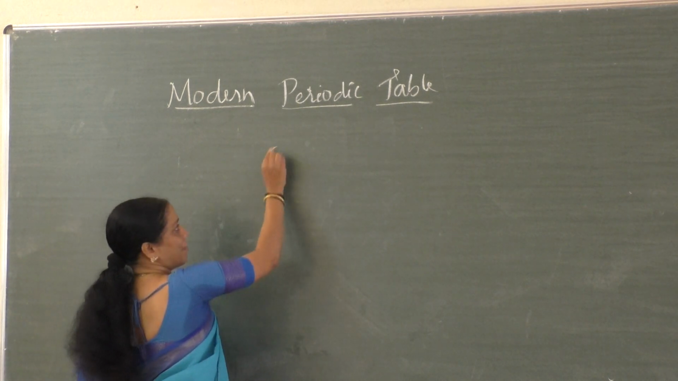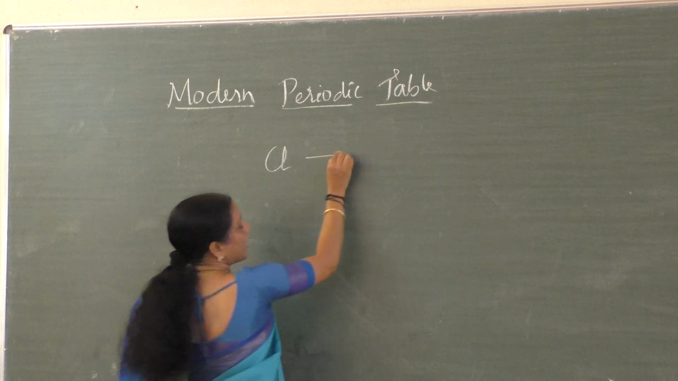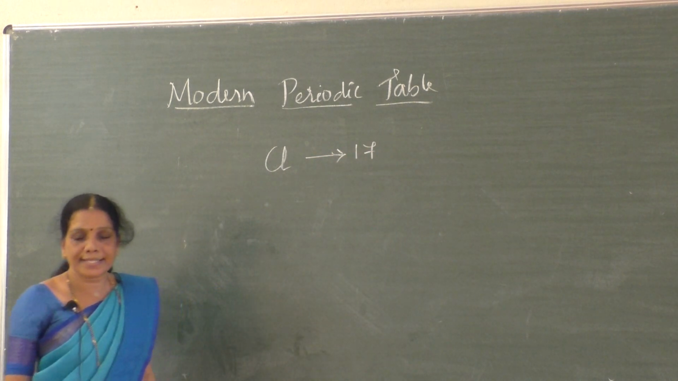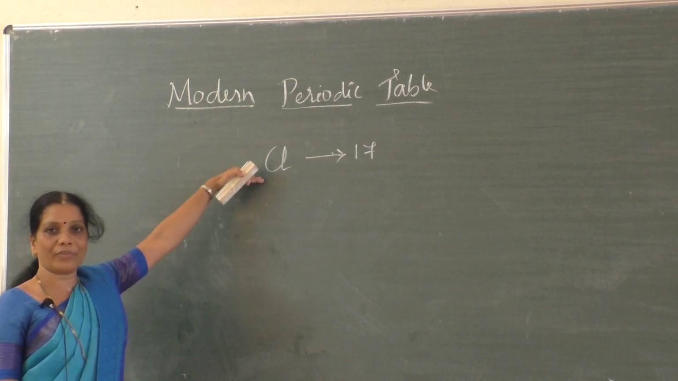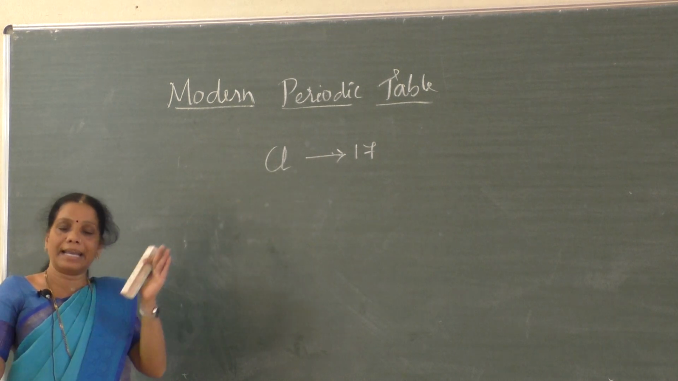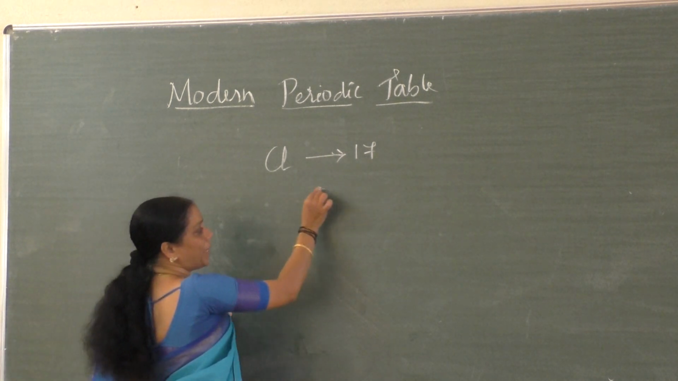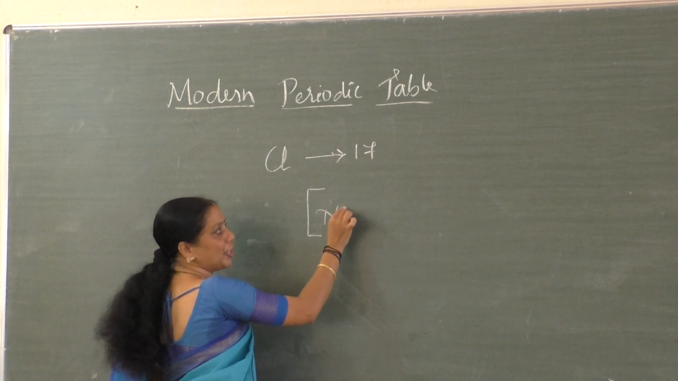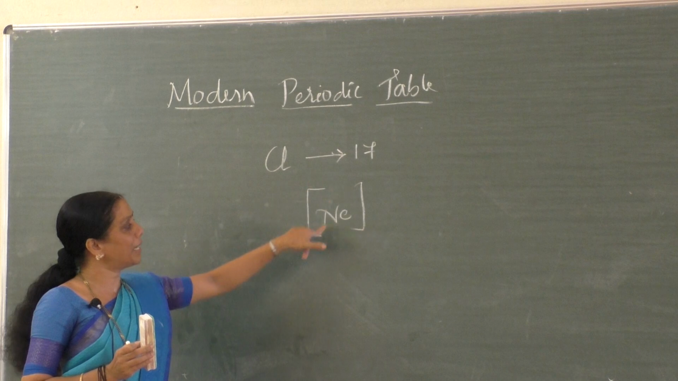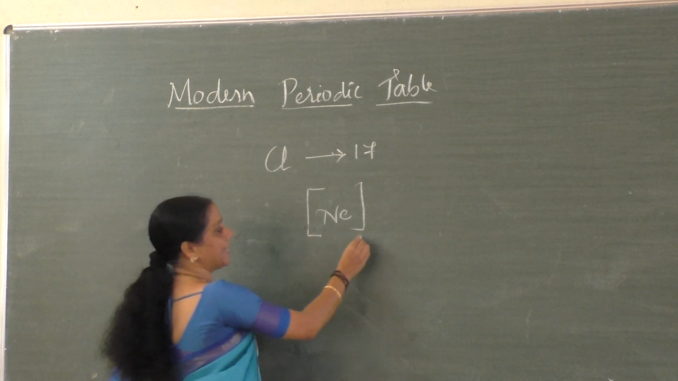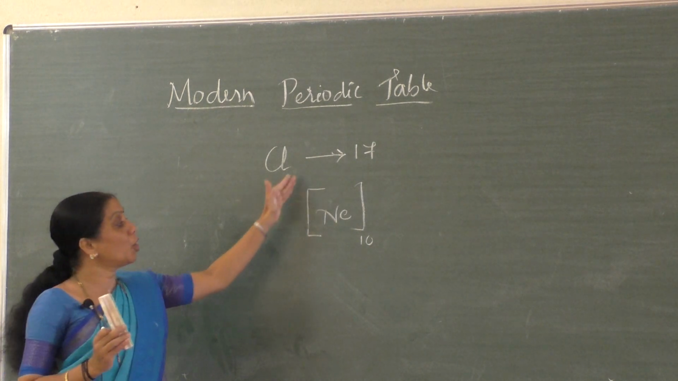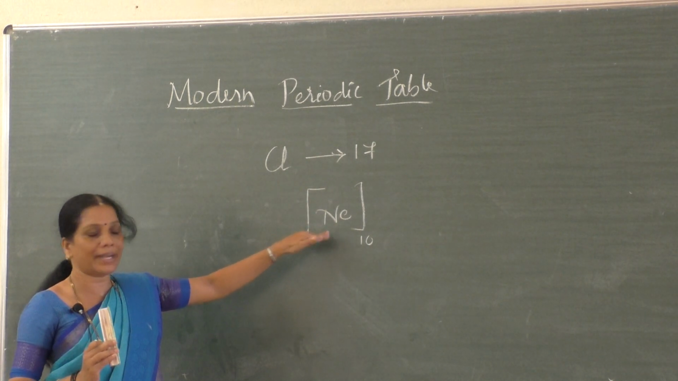For example, if I consider chlorine, what is the atomic number of chlorine? We know that the atomic number of chlorine is 17. In the last session, we have studied the electronic configuration. I am not writing the inner electrons. Let us show the inner electrons by using the noble gas configuration, that is neon. Tell me how many electrons are there in neon? We know that the noble gas neon has 10 electrons, isn't it? We have written the inner 10 electrons using the noble gas element neon.